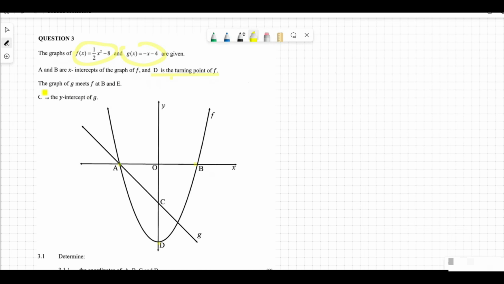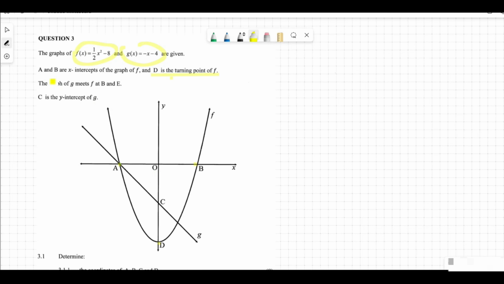The graph of g meets f at B and E. Where is E? Let's see. Where is the graph of g? There you are. It's a straight line. It meets f at B and E. I don't think that is correct.